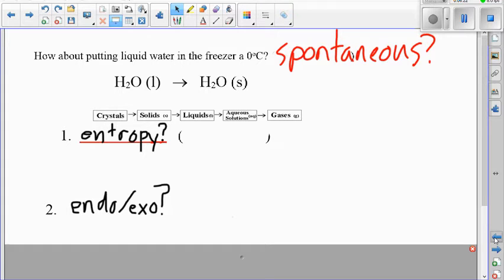Then talk to me about the entropy. Give me an explanation of whether the entropy increased or decreased. Then talk to me about whether this is endothermic or exothermic. A heat diagram would be wonderful here.